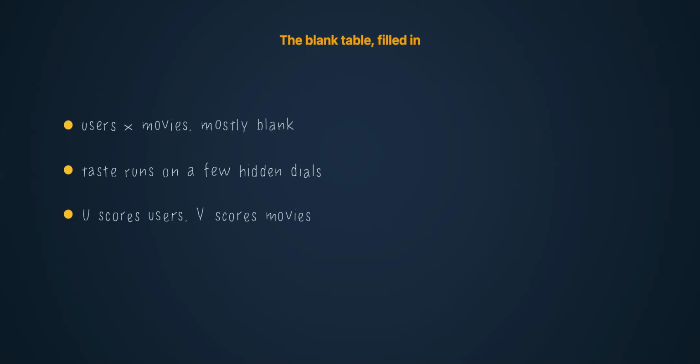Each left singular vector U scores every user on a hidden dial, and each right singular vector V scores every movie on that same dial. A predicted rating is just how well a user's dials line up with a movie's dials. A weighted dot product. The SVD discovered those dials by itself. Nobody labeled them.